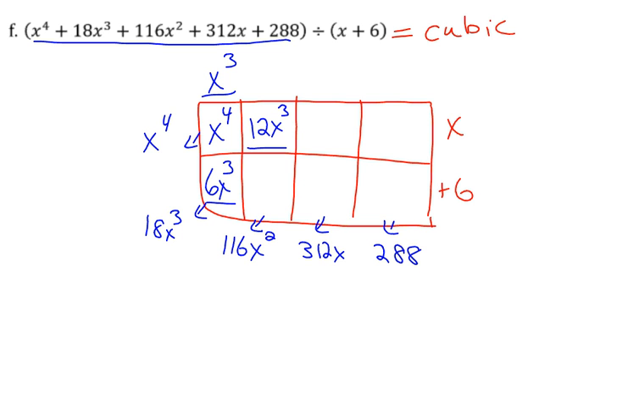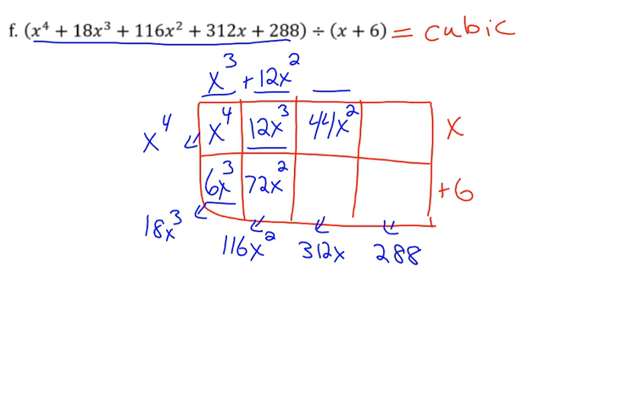And restart the process. What times x is 12x cubed? Well, plus 12x squared. 12x squared times 6 is 72x squared. But I want 116x squared, and I have 72 of them already. So I need another 44x squareds. 44 plus 72 gives me the 116 that I need.